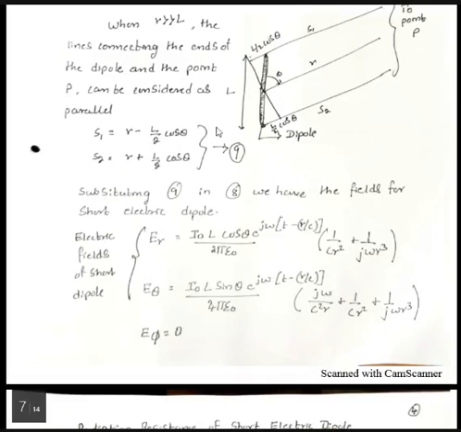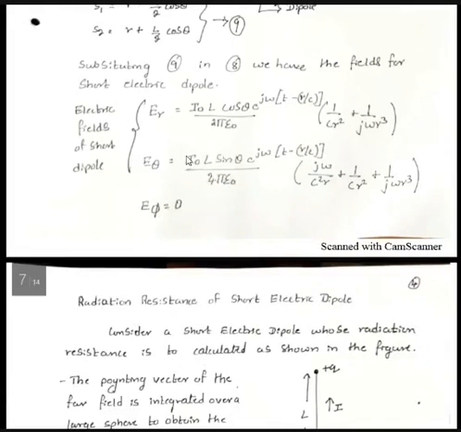Now, substituting equation number 9 in 8, we have the fields for the short electric dipole. The electric field of the short dipole is Er = I0 l cos theta e^(j omega (t - r/c)) [1/(c r^2) + 1/(j omega r^3)], and E theta = I0 l sin theta e^(j omega (t - r/c)) [j omega/(c^2 r) + 1/(c r^2) + 1/(j omega r^3)].